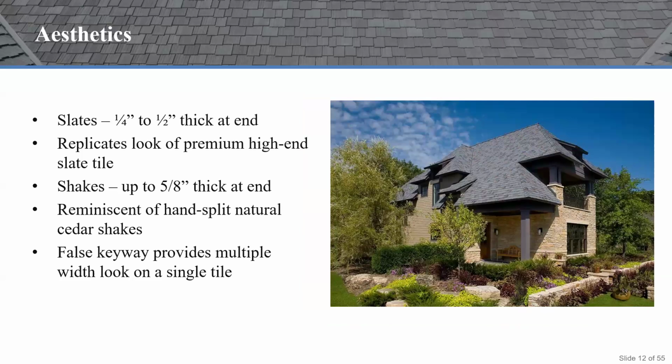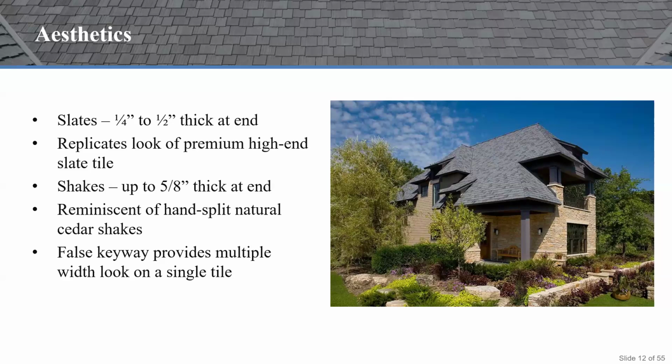From an aesthetic standpoint, you're going to get a variety of aesthetics. I mean, slate tile that are made in composites that are going to range anywhere from a 1/4 of an inch thick all the way to a 1/2 inch thick. Okay. They truly are going to replicate the look of a premium high-end slate tile or shake tile roof. You really wouldn't know from the ground that it wasn't natural until you actually got right up on it, touched it, felt it. But from the ground, the difference is almost indecipherable.